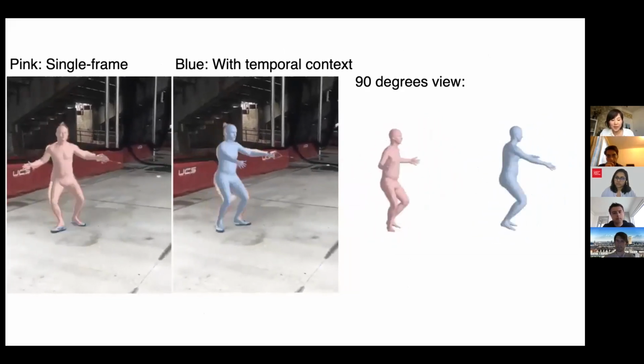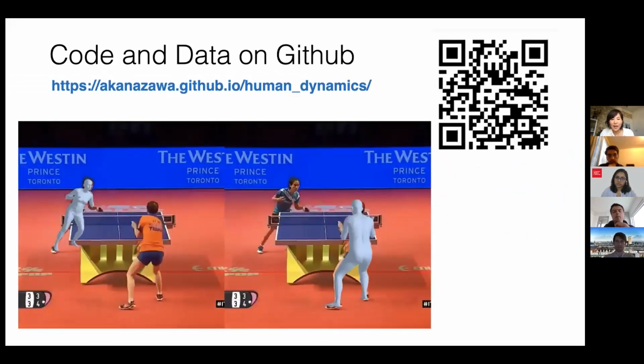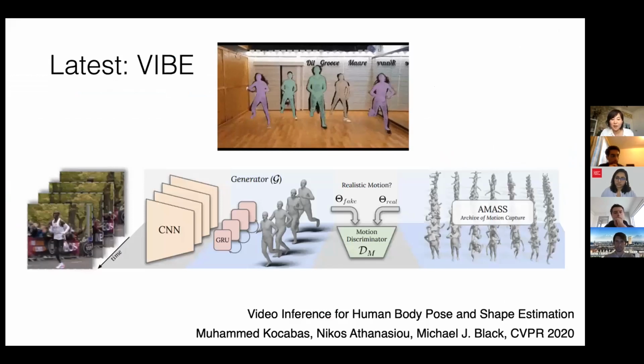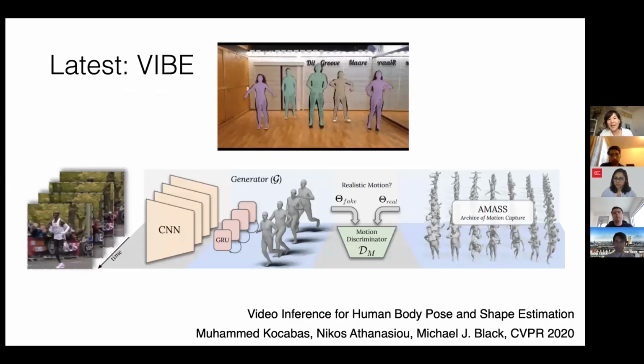Anyway, so the code and data is available on GitHub. And there's a recent approach from Michael Black's lab, which is called VIBE, which extends this idea, and it's the state-of-the-art approach, and also uses this idea of motion discriminator. Okay, now I think I have 14 minutes or so, and I want to get to an interesting part.